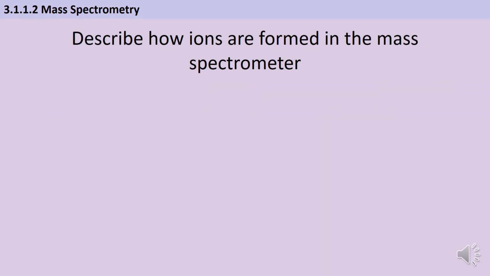On AS Paper 1, it's relatively likely that you'll have anywhere from 1 to 4 marks asking you to describe part of the mass spec process. So this is a 2-mark question that just asks us to describe how ions are formed in the mass spectrometer. So pause the video and write down your answer.